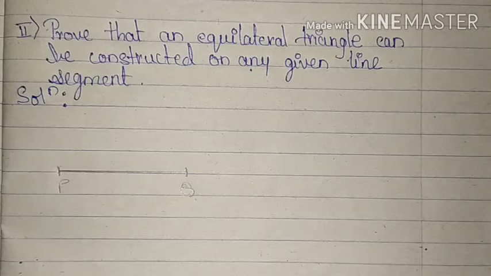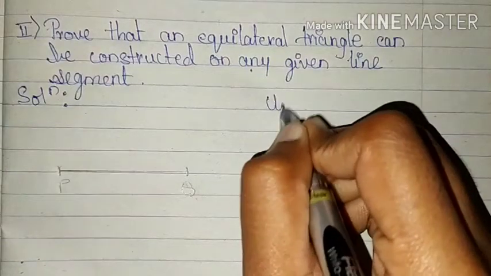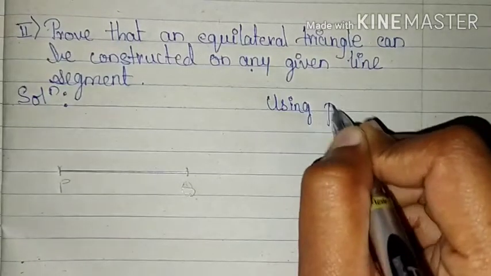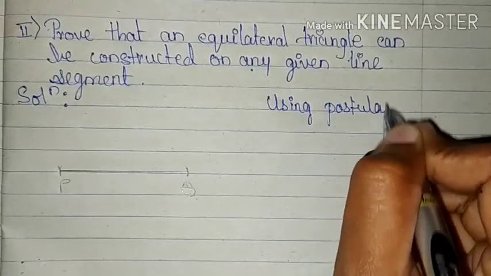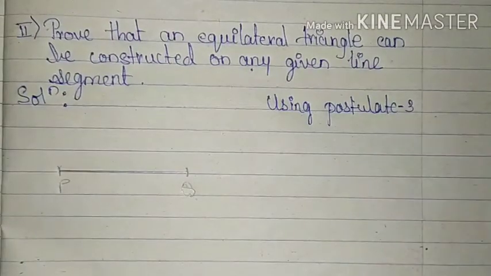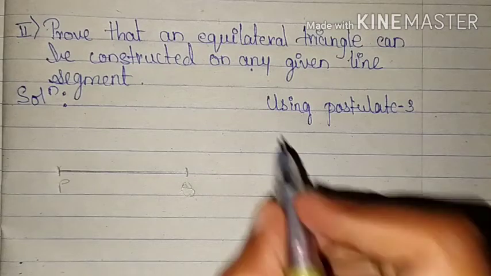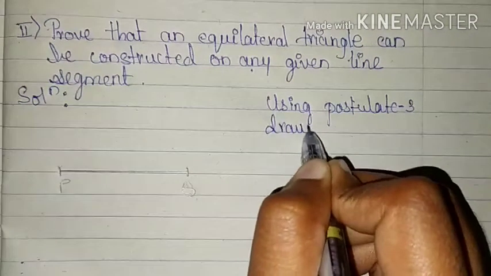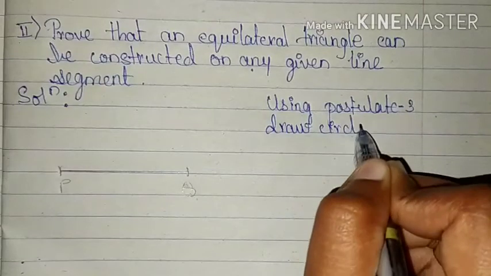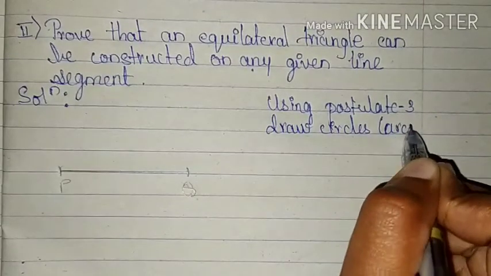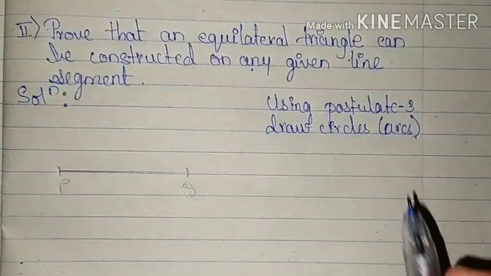First let us make use of postulate 3. We have to do some constructions here, so make sure that you have your geometry box with you. So the first step is using postulate 3. What does postulate 3 say? It says that any circle can be drawn using any center and any radius. Draw circles or arcs. You can draw a circle or an arc. Both are one and the same.